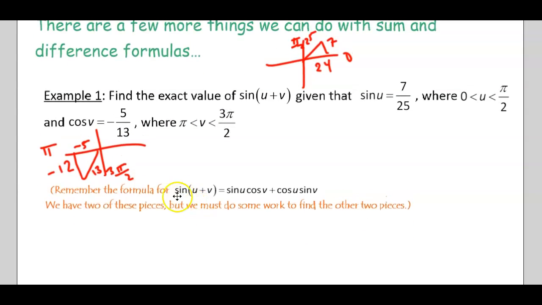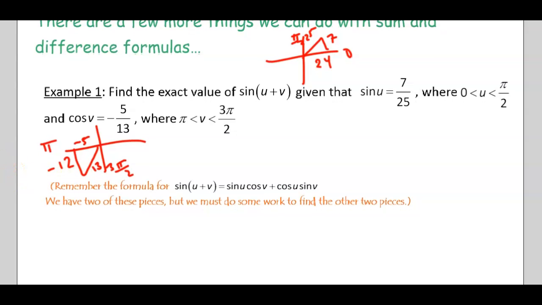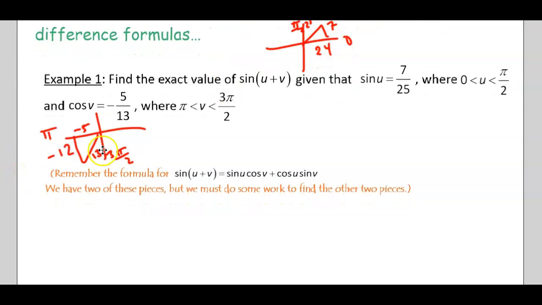Remember the formula: sine of u plus v equals sine u cosine v plus cosine u sine v, and we're just using this equation. We have to do some work to find the pieces, and we already did that. So now we just find sine of u plus v. Sine of u is 7/25.